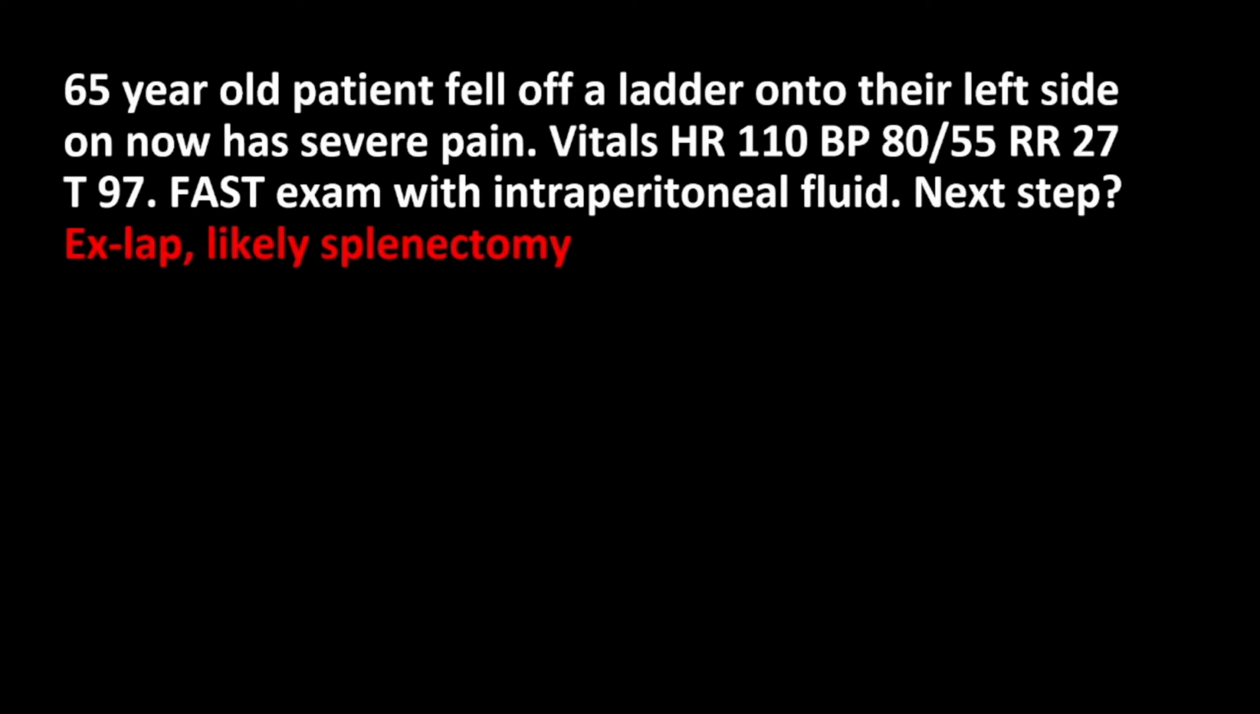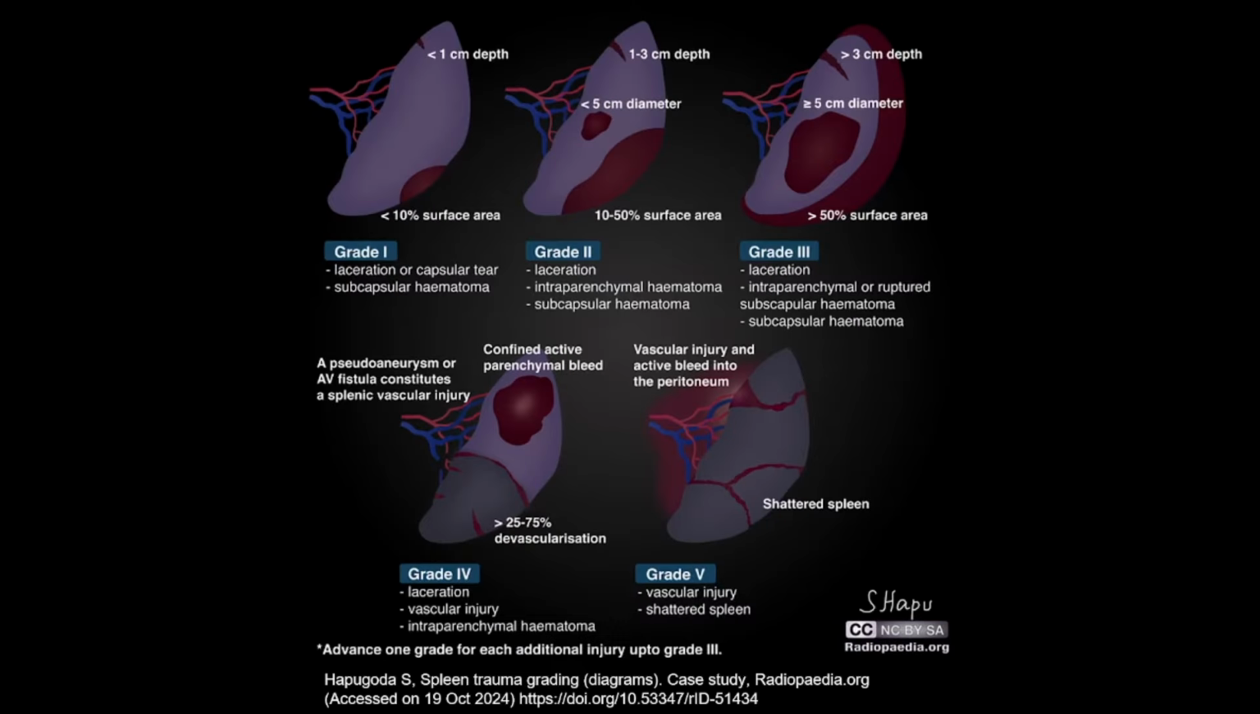So you should be thinking about an ex-lap and likely splenectomy as well. So the spleen injuries are graded from 1 through 5, and a grade 1 splenic injury is laceration or capsular tear or a small subcapsular hematoma. And this goes all the way up to grade 5, which is either vascular injury, such as to the splenic artery, or a completely shattered spleen.